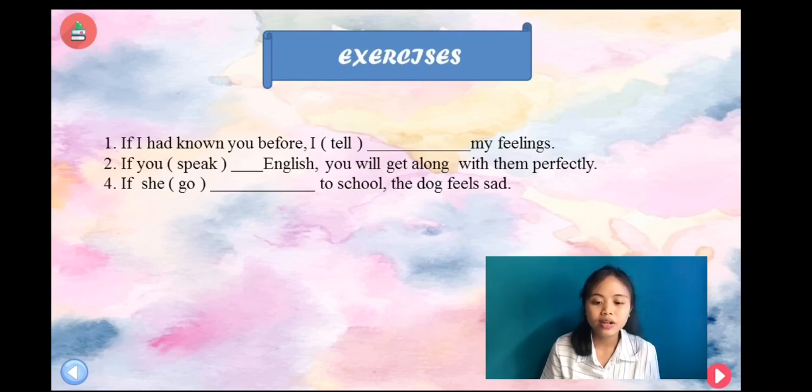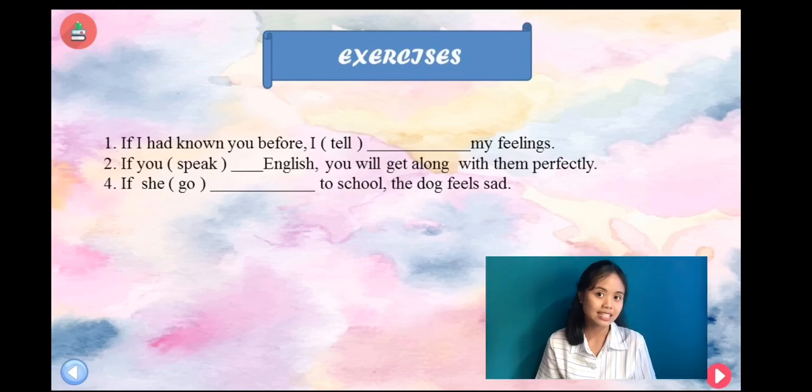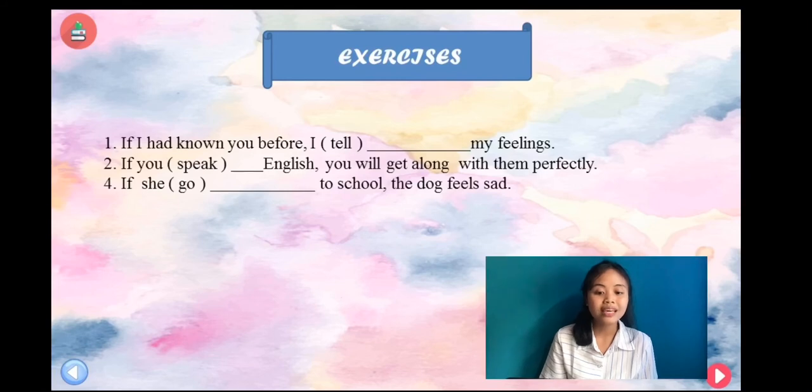Number 1 is: if I had known you before, I would blank blank blank my feelings. Do you know what type it is? This is type 3. So referring to the rule, it will be would have told. So the sentence is: if I had known you before, I would have told you my feelings. So let's move on to number 2.